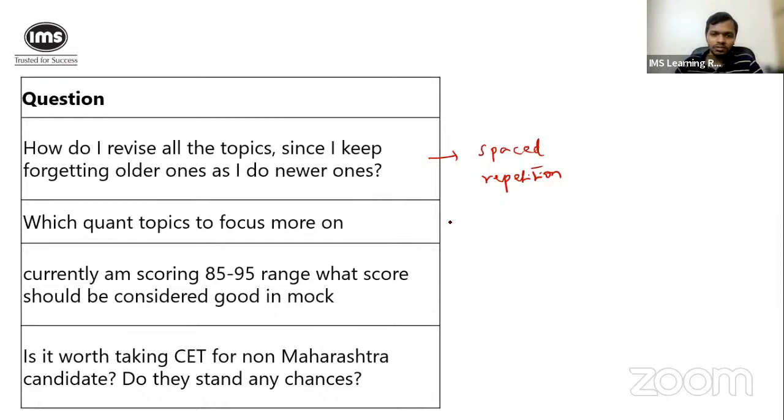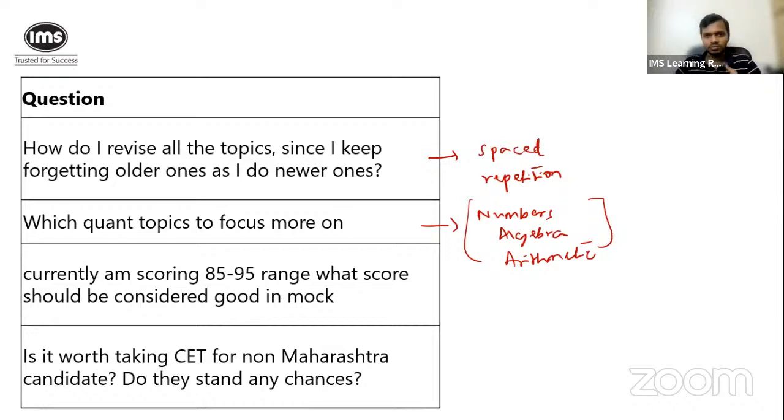Which quant topics to focus more on? So mostly if you look at the CET composition, if you focus on numbers, algebra, and the entire arithmetic, more or less you should be fine. Because see, arithmetic takes care of even your data interpretation. So that is one advantage of doing arithmetic, which is everything that you have: percentage, profit loss, SICI, time, speed, distance, time and work, and all those things.